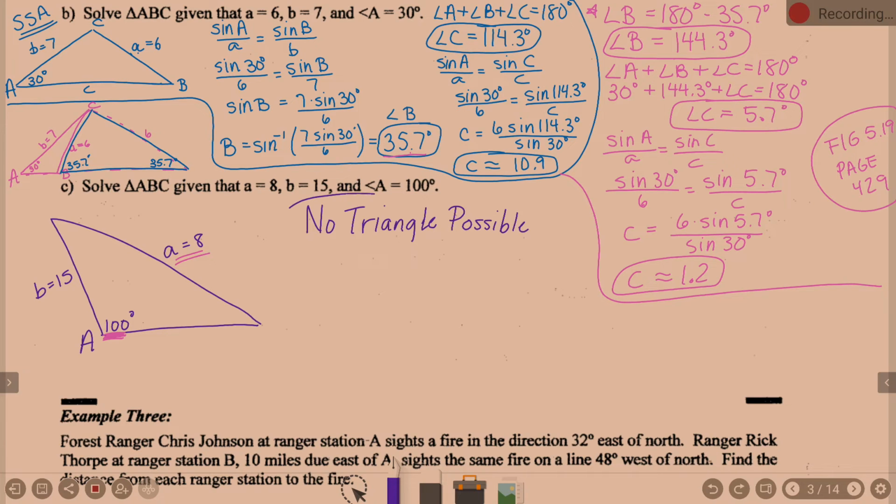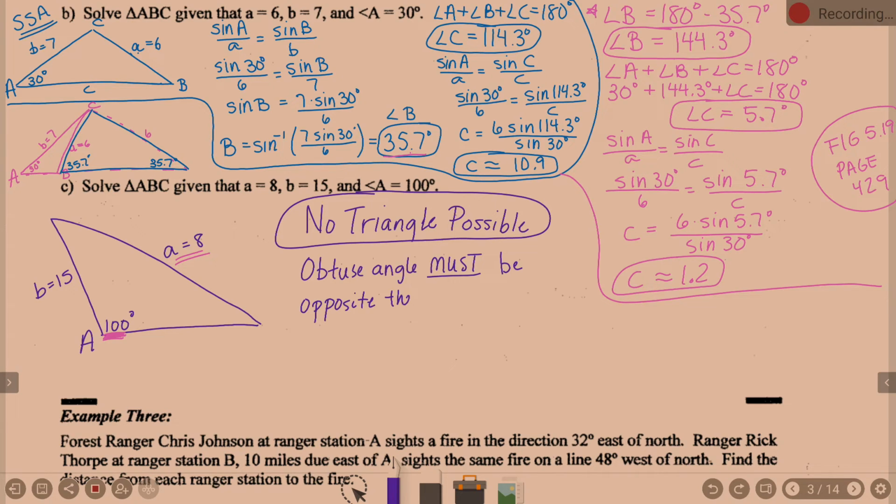Now, I am going to write an explanation in so that when you look back at this later and say, why didn't we just work it? How did we know? And that's because the obtuse angle must be opposite the longest side. Okay? So what we needed is we needed A to be greater than B, and it was not.